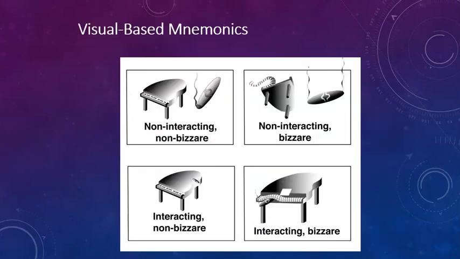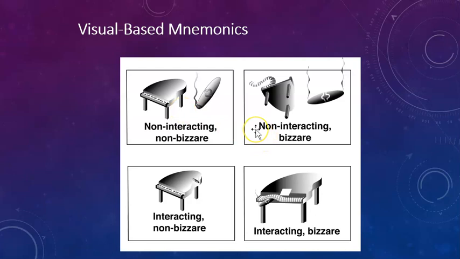Now, here's just a fun example of a visual-based mnemonic. For this, we talk about the dual coding theory, where encoding information uses both verbal and nonverbal, for instance visual things, like a cigar plus a piano. If I give you the words cigar plus piano, maybe you'll imagine this. This would be a non-interacting, non-bizarre visual. You've got a piano and a cigar, very separate.